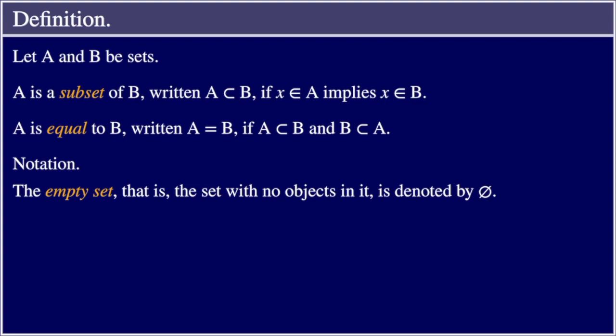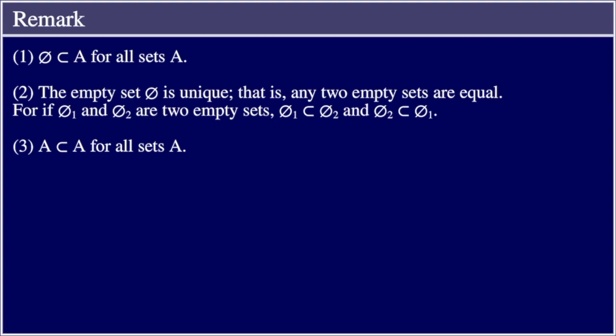Remark. 1. The empty set is a subset of A for all sets A. 2. The empty set is unique, that is, any two empty sets are equal. For if ∅1 and ∅2 are two empty sets, ∅1 is a subset of ∅2, and ∅2 is a subset of ∅1. 3. A ⊂ A for all sets A.